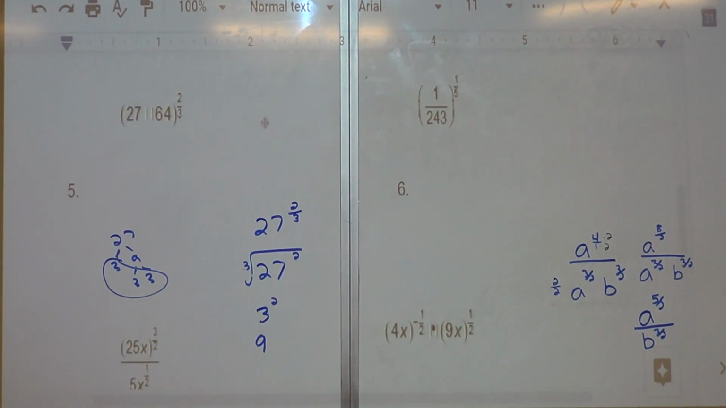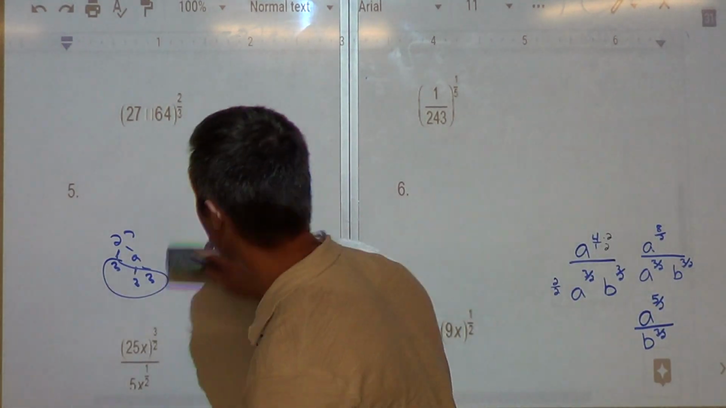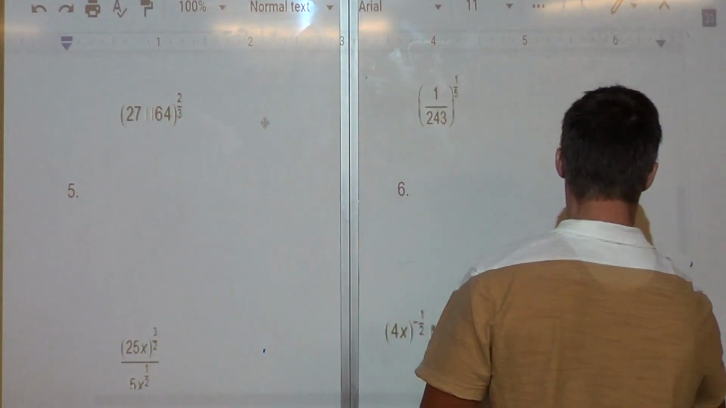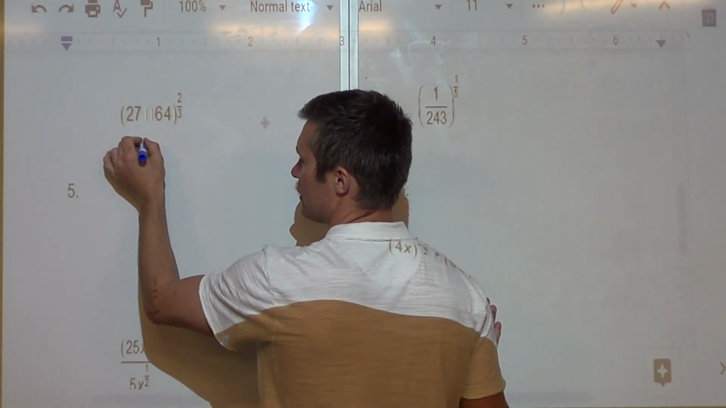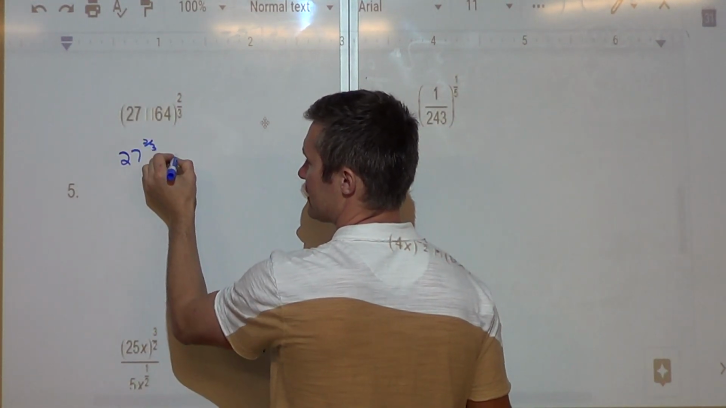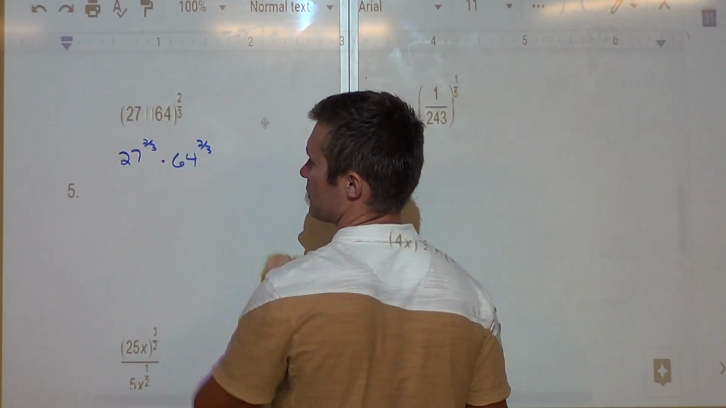Is right here. So if I have the exponent on the outside, then we're going to apply it to both numbers. So this 2/3 would go, it'd be 27 to the 2/3 power, and 64 to the 2/3 power. That should be times as well.